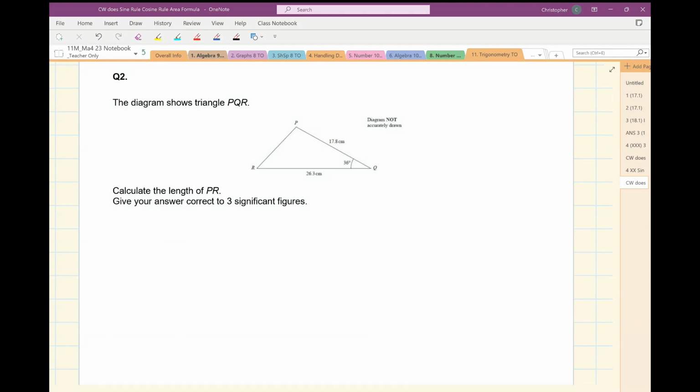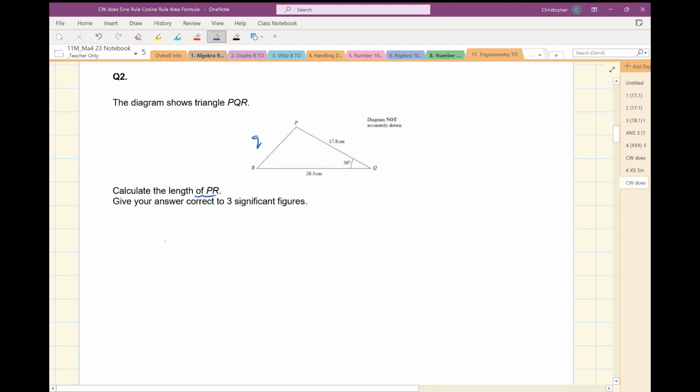Question 2. The diagram shows triangle PQR. I can see I've got 2 sides there, and the included angle, 2 sides and the angle between those 2 sides. I'm being asked to calculate the length of PR. Now I see that this angle here is called big Q, so I'm going to call QR little q. So I've got to find little q there. Now, as we've already said, we're given 2 sides and the included angle. So we're going to use the cosine rule.